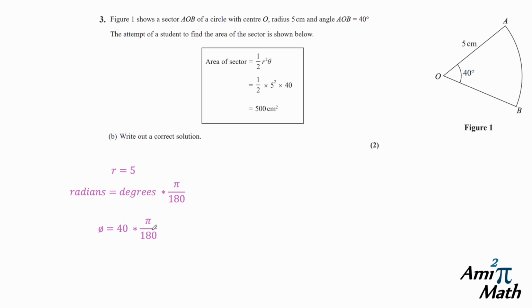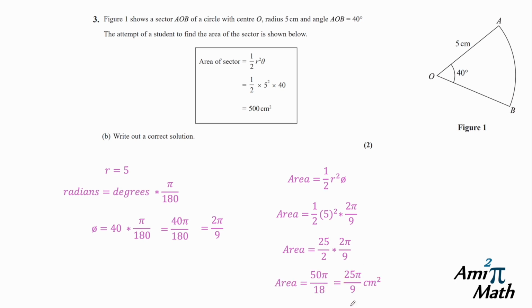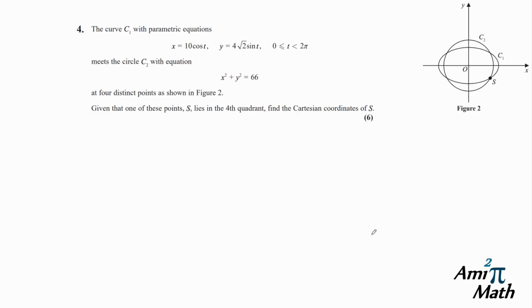And that just gives you 40 times pi over 180, which is just 40 pi over 180. You can obviously simplify it and you'll just get 2 pi over 9. And now we can put that back into our equation. We can do half r squared theta, so half 5 squared times 2 pi over 9. And you get 25 over 2 times 2 pi over 9, and that gives you 50 pi over 18, which you can also simplify to 25 pi over 9 centimeters squared.